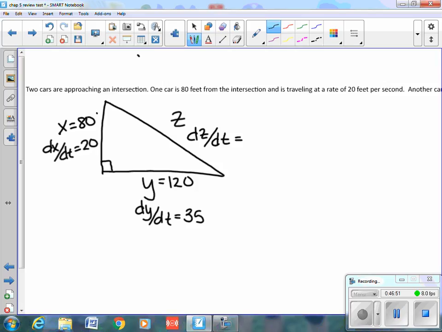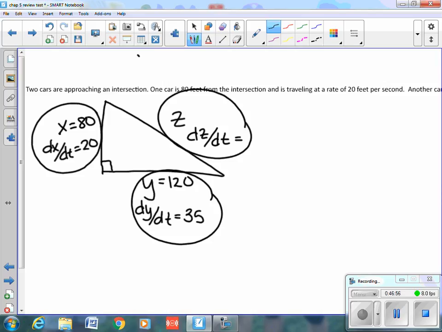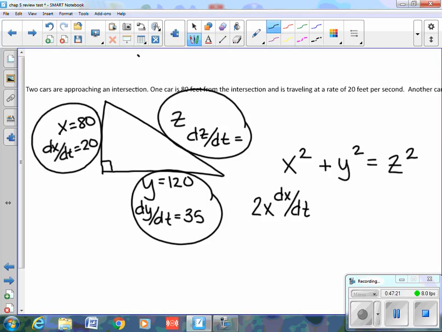Do you notice that this is changing? You notice that this is changing? And do you notice that this is changing? Since all 3 are changing, you have to find the derivative of the formula x squared plus y squared equals z squared. You cannot put numbers in because all 3 of them are changing. So you need to find the derivative of x squared, which is 2x dx dt. The derivative of y squared, which is 2y dy dt. And the derivative of z squared, which is 2z dz dt.